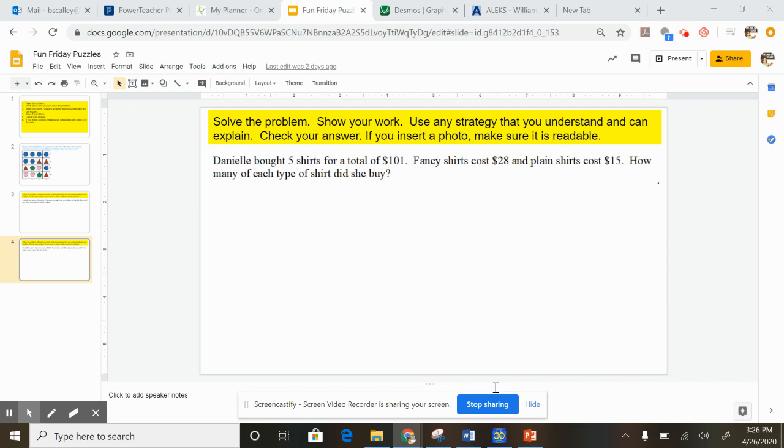All right, same thing on this problem. A lot of you use guess and check. It might actually be easier if you use a system of equations. So I'm going to show you how that works again.